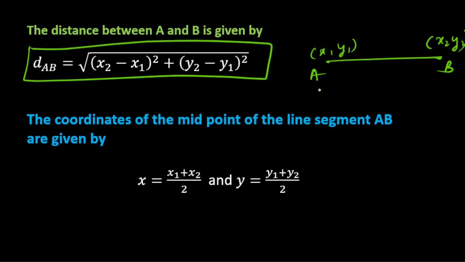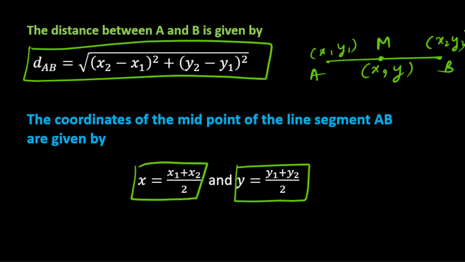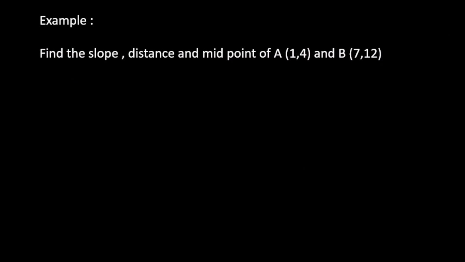We can also find the midpoint of the line segment. Suppose here M is the midpoint of the line segment AB. The coordinates of point M are x, comma, y. We can find the value of the x coordinate by using the x formula: x is equal to x1 plus x2 by 2. We can find the value of y by using the y formula, which is equal to y1 plus y2 by 2. Let us do a few examples and understand the concept in a better way.